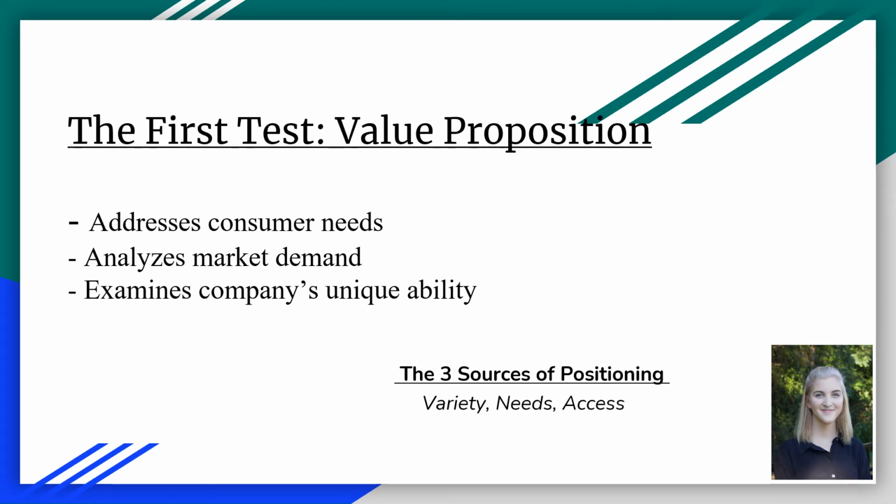The first step is for companies to generate a value proposition, or to consider what value they will offer to their customers. In order to do this, they must address their consumers' needs, they must analyze the market demand of their industry, and they must examine the business's ability to address these. Our text calls this process the three sources of positioning, which requires a company to ask questions about their market and consumer base in order to best deliver. The three sources of positioning are variety, needs, and access, and a company must establish all three in order to generate an effective value proposition.